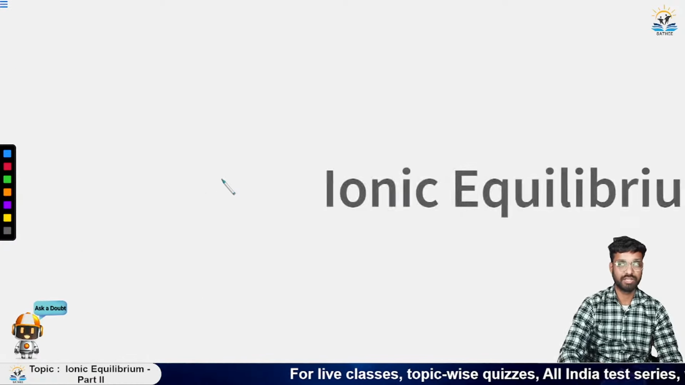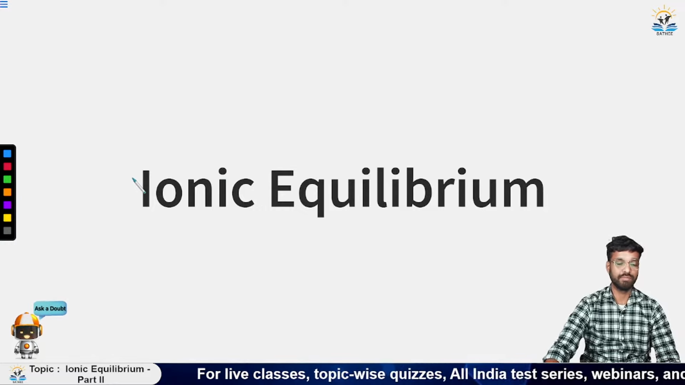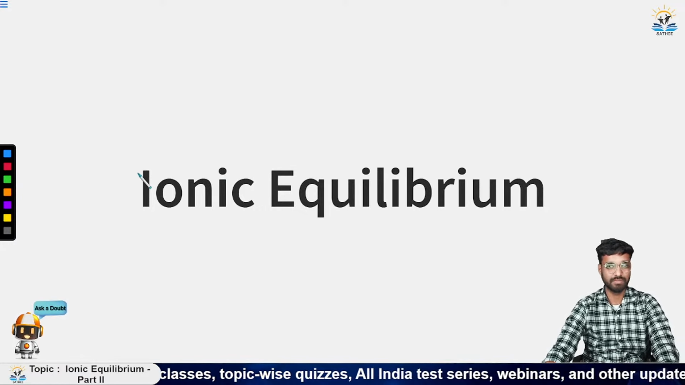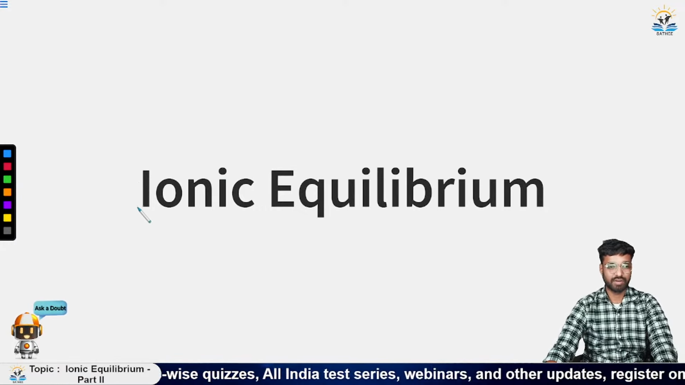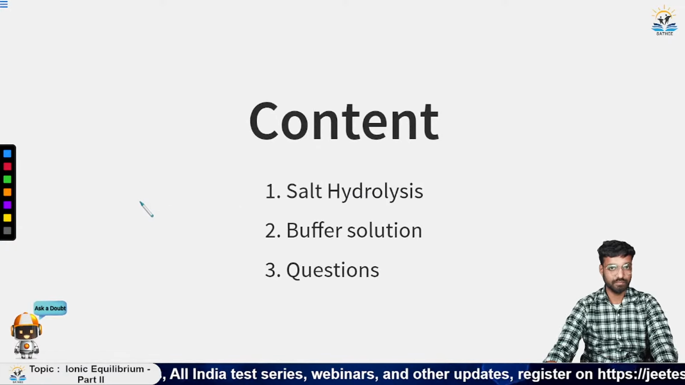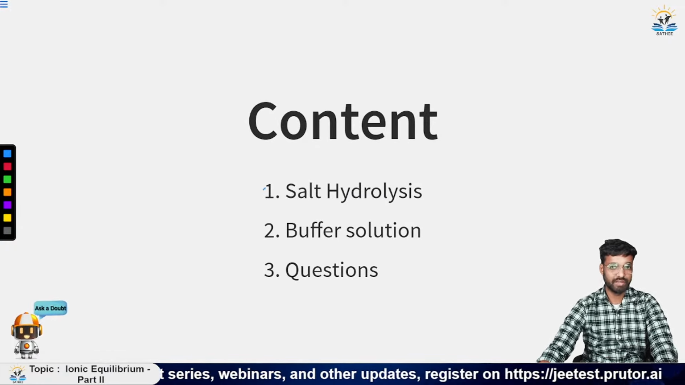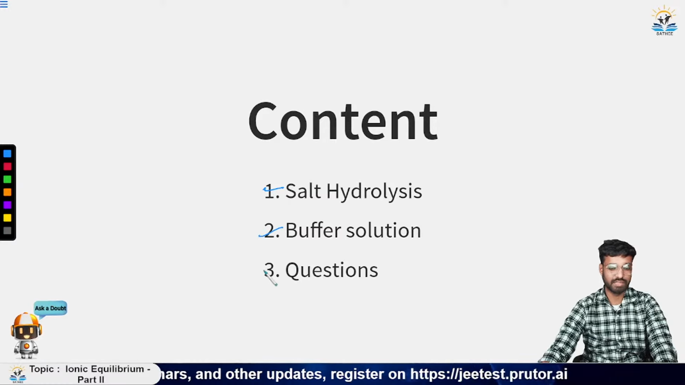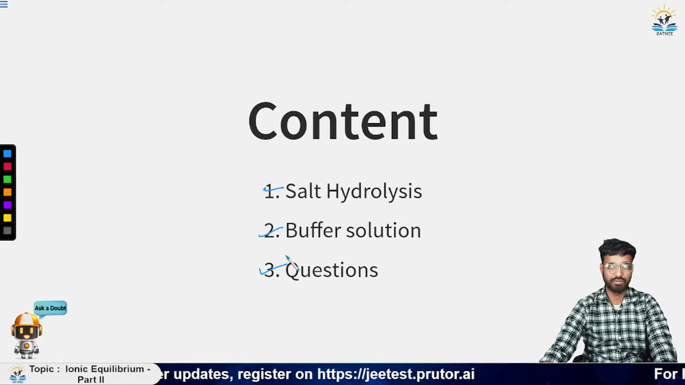So, the chapter which we are continuing is the ionic equilibrium. We have already covered the chemical equilibrium, and today is the last day for our equilibrium chapter. Today's contents are mainly salt hydrolysis, buffer solution, and then we will solve some questions.